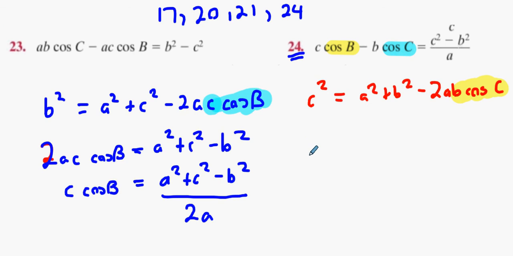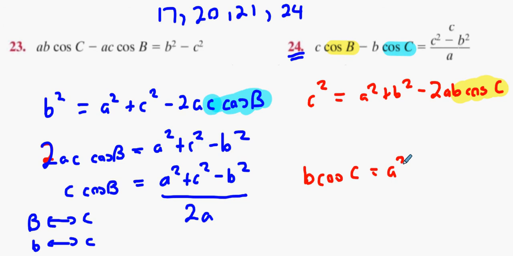Now, I'm going to do an interchange because I'm being lazy. You can work through the exact same process if you want. In this case, it's B to C, so capital B and capital C are interchangeable, and small b and small c are interchangeable. So if I do likewise, what I should get here is B cos C equals A squared plus B squared, and change that B into a C, all over 2A. So there's your interchange right there.